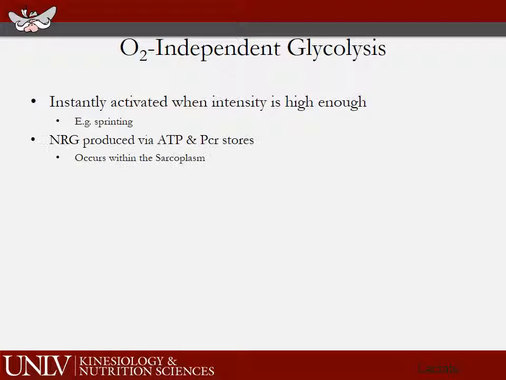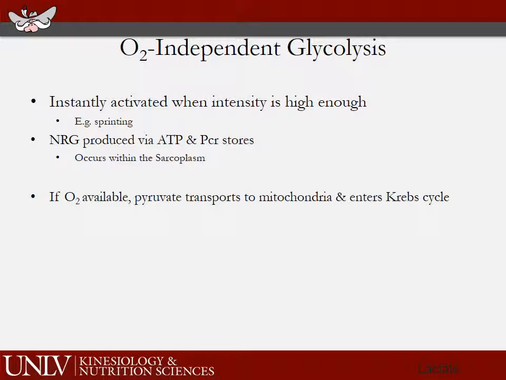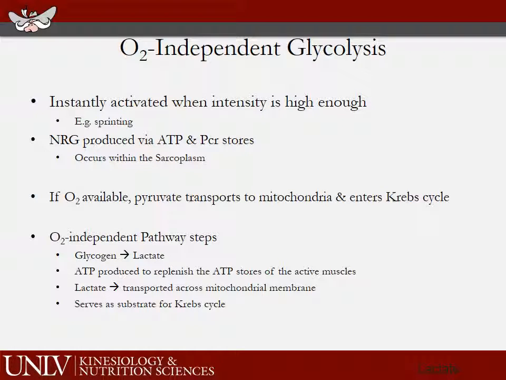So we're going to first talk about oxygen-independent glycolysis, and this is the production of ATP without the presence of oxygen. However, the production of pyruvate is dependent upon the presence of oxygen at the end of the process. The oxygen-dependent portion of this pathway is the process that leads up to the final stages of the production. The pathway steps are: glycogen in the muscle is converted to lactate without the presence of oxygen. If oxygen was there, again, it would go into pyruvate, directly enter the mitochondria and enter the Krebs cycle.